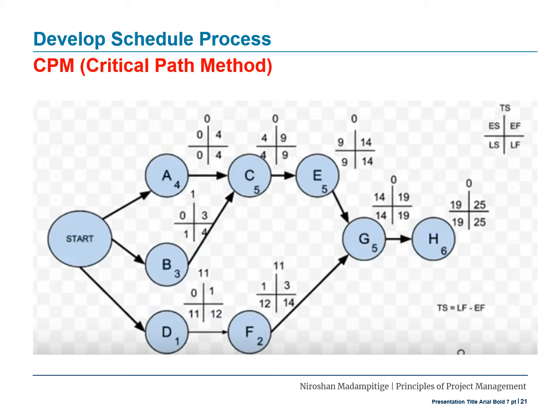Likewise, you're going to calculate the total slack or total float for each and every activity node. So at the end, you will have a complete calculation done, having 5 calculations done, that are early start, early finish, late start, late finish, and total slack.